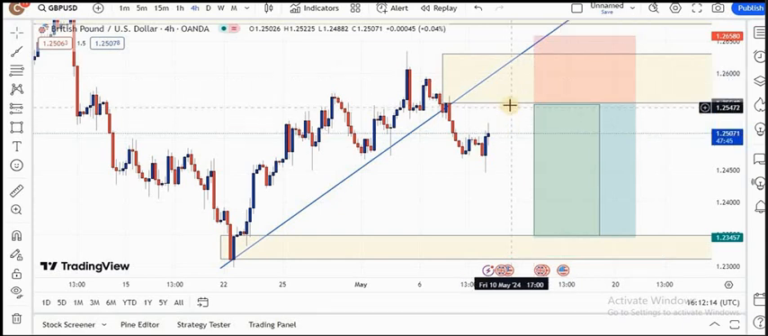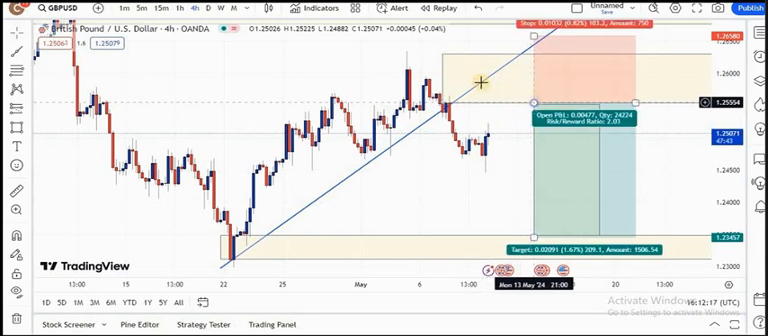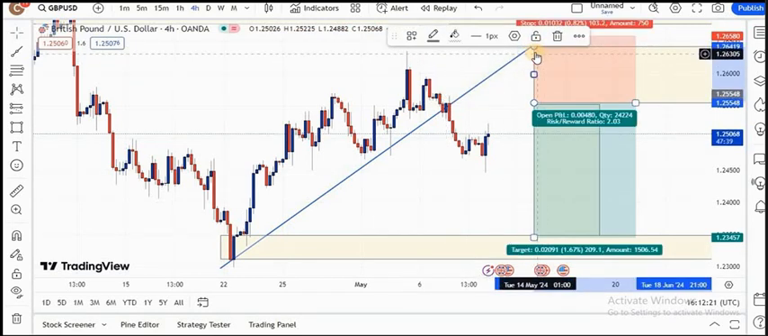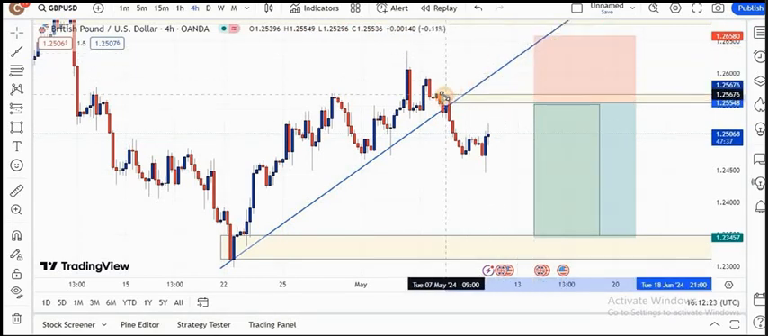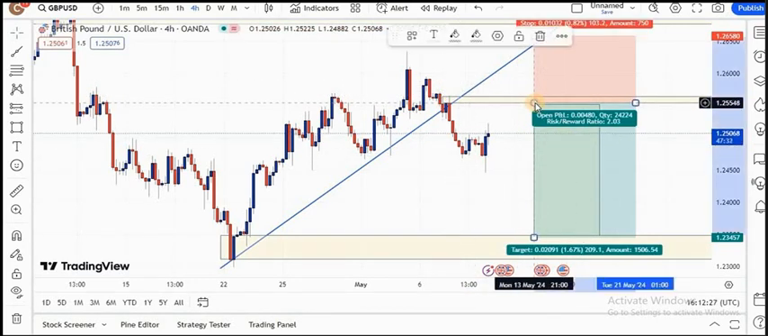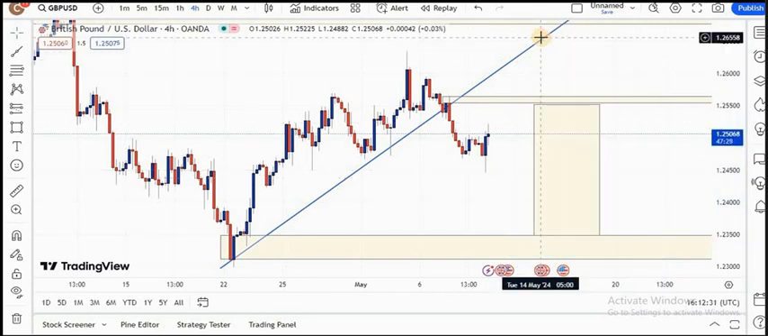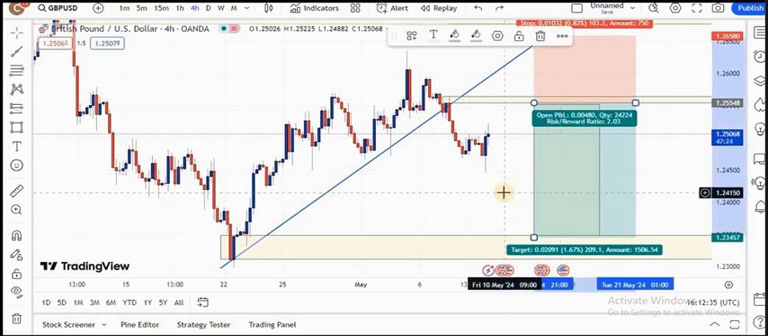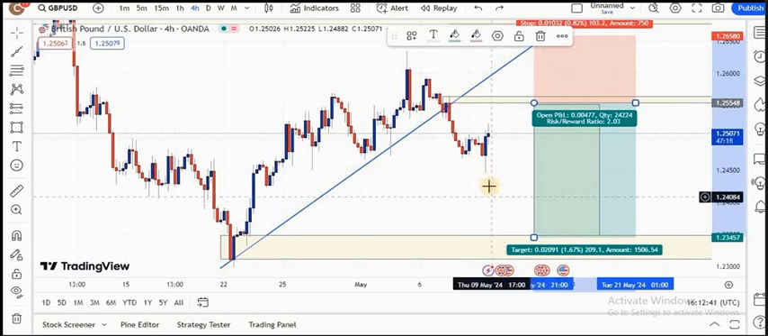So if by the time market managed to get to this place, this is what we'll be targeting. So let me reduce it to this place. You see that? So that is what we are looking for. So that is that on pound USD.